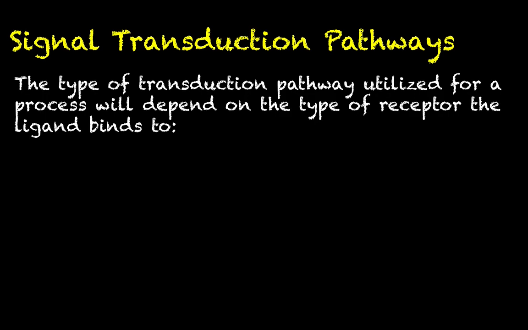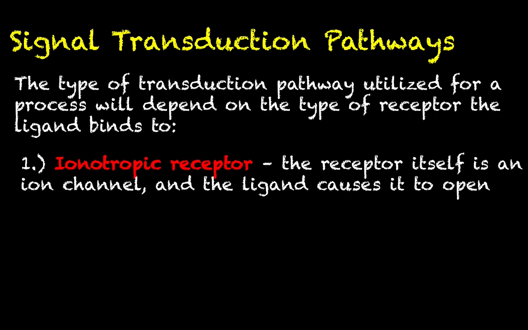So I mentioned that there are several different types of signal transduction pathways that we're going to be looking at in this course. So the type of pathway we're going to utilize is very much going to depend on what kind of receptor we have and what kind of ligand is binding to it. But in general, we can split it up into three different categories. We can have the activation of what is called an ionotropic receptor. This is a very, very simple process in which the receptor itself is actually an ion channel that will open up or close depending on whether the ligand is present or not.